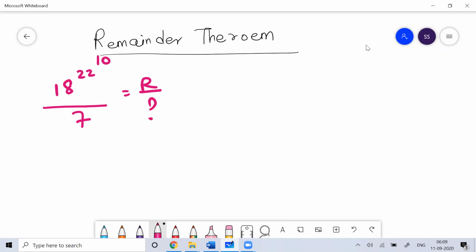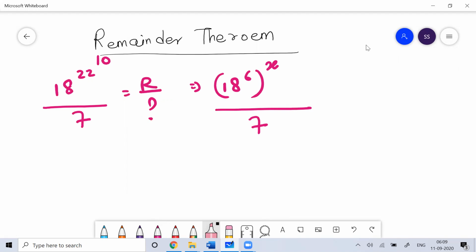Okay, fine. We know that our divisor is 7 and 7 is a prime number, so the Gaussian number of 7 would be 6. So the next step would be 18 to the power 6 divided by 7. Any power of that will give the remainder 1, you all know that. But there's a problem: here the power is 22 to the power 10.